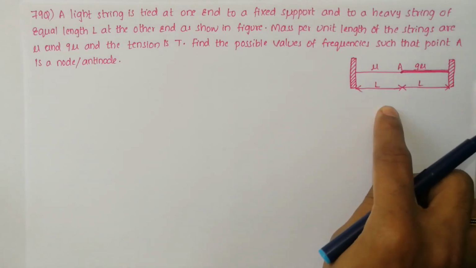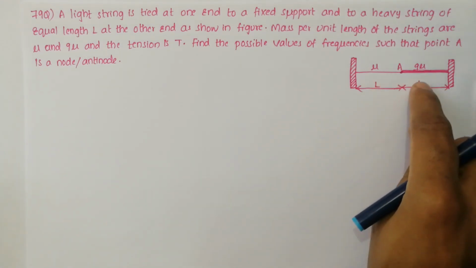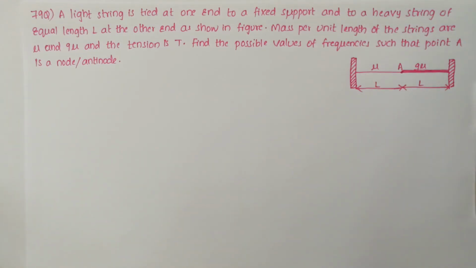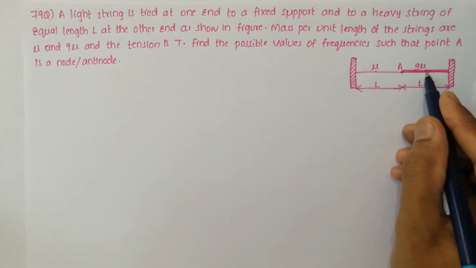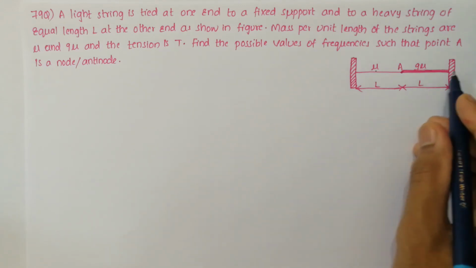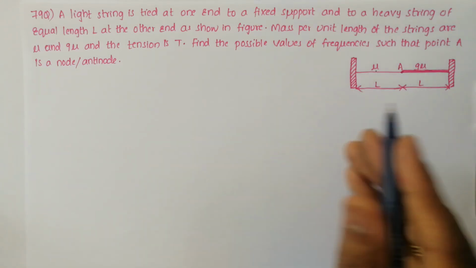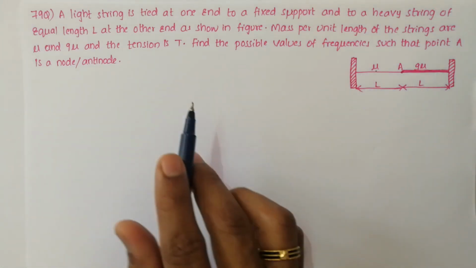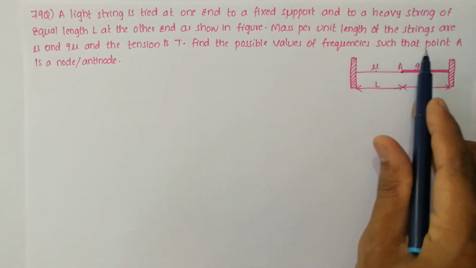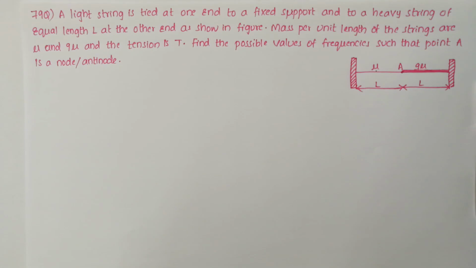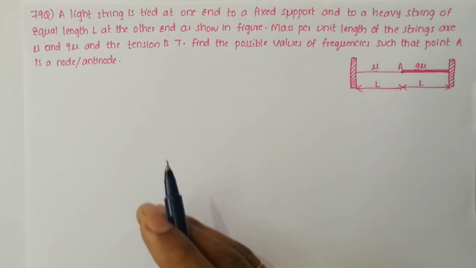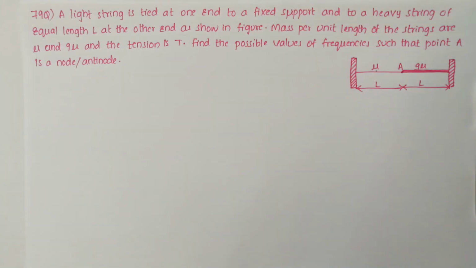So this is how they have tied a light string and a heavy string. Mass per unit length of this string is given as mu, and that of this string is given as 9 mu. So tension will be the same as these two are connected. Tension of both the strings will be the same, it is T. Find the possible values of frequency such that in the first case the point is a node and in the second case it is an antinode. So let us find it for node separately and antinode separately.